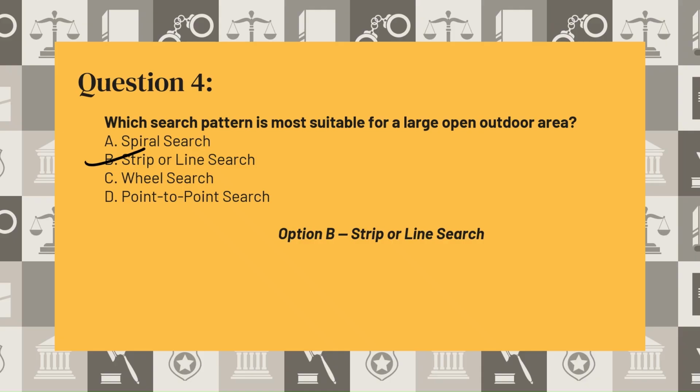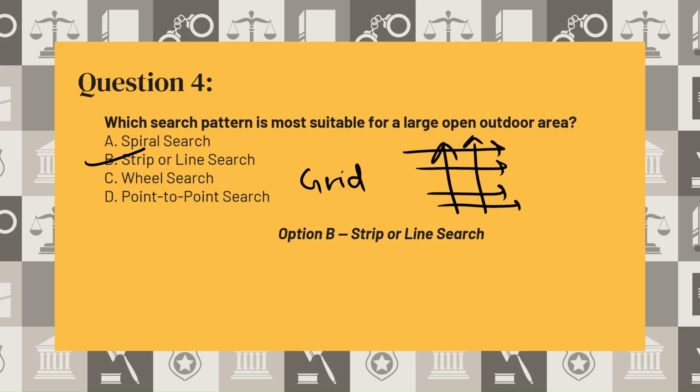Now think about a large field. The easiest and most systematic way to search it is by dividing it into parallel strips and moving line by line. Now, if investigators need even greater accuracy, they often perform the grid search, which basically is two strip searches conducted at right angles.